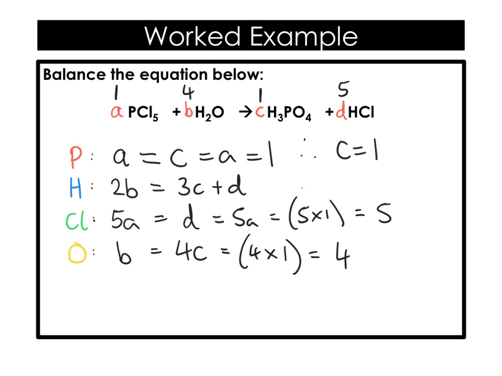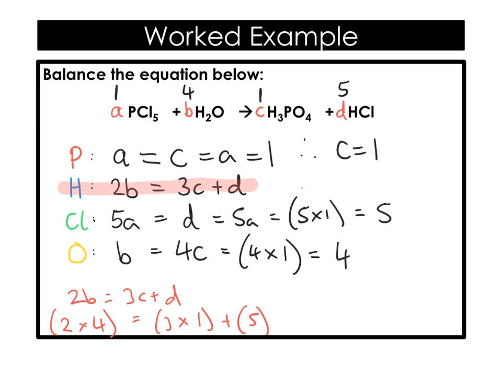Now what we can do, just to check if we've got enough equations, because sometimes you won't have enough equations when there'll be less than 4 atoms in the whole equation, we can just use this equation here in order to check our answer. So 2B should equal 3C plus D. So 2 times B, which is 4, should equal 3 times C, which is 1, plus D, which is 5, which equals 8, and 4 times 2 is also 8. So now I know it is balanced.